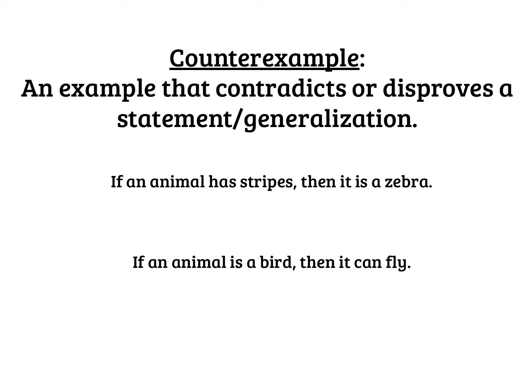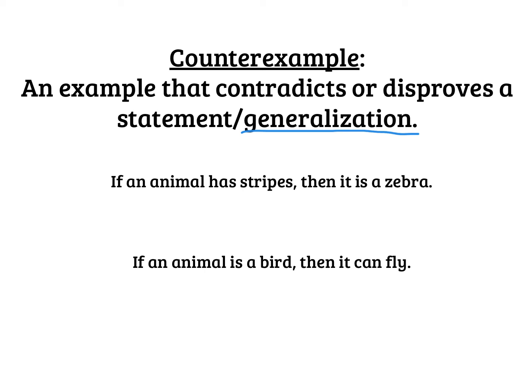So, as you're forming these patterns, you're really just forming a generalization. That's really what's happening here. You're forming a rule of what you think is going to be occurring. Now, these rules can be true or they can be false, right? Here we have a few generalizations. Like, if an animal has stripes, then it's a zebra. Or if an animal is a bird, then it can fly. I can think of examples that make it true, but a counterexample is an example that proves it to be false, right? It's an example that you can find that disproves a statement.